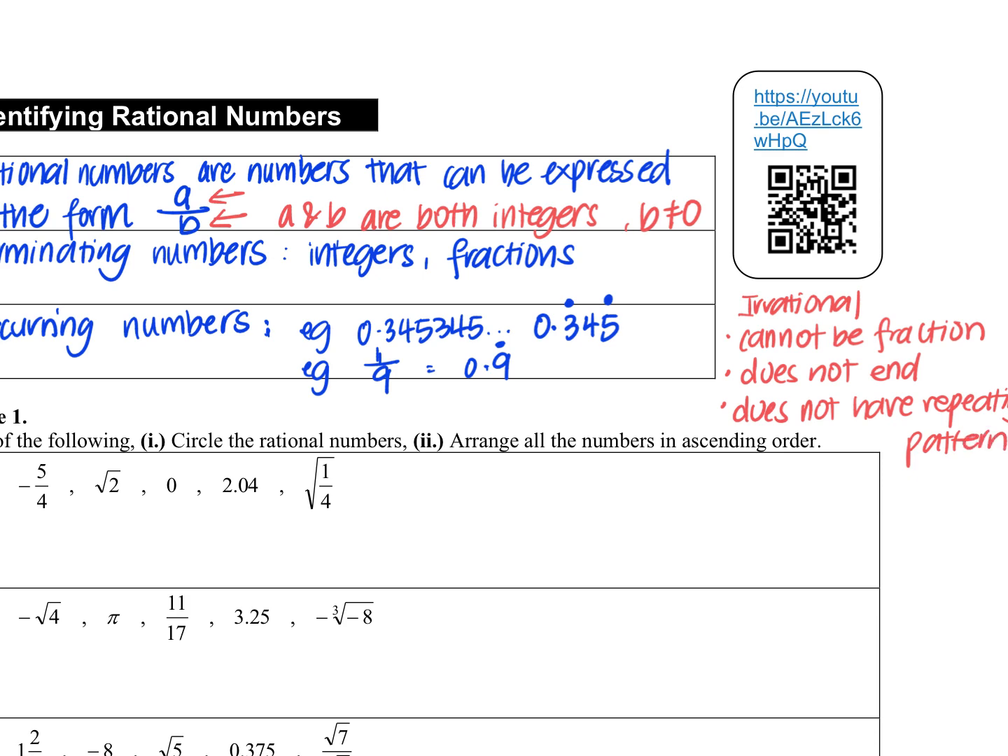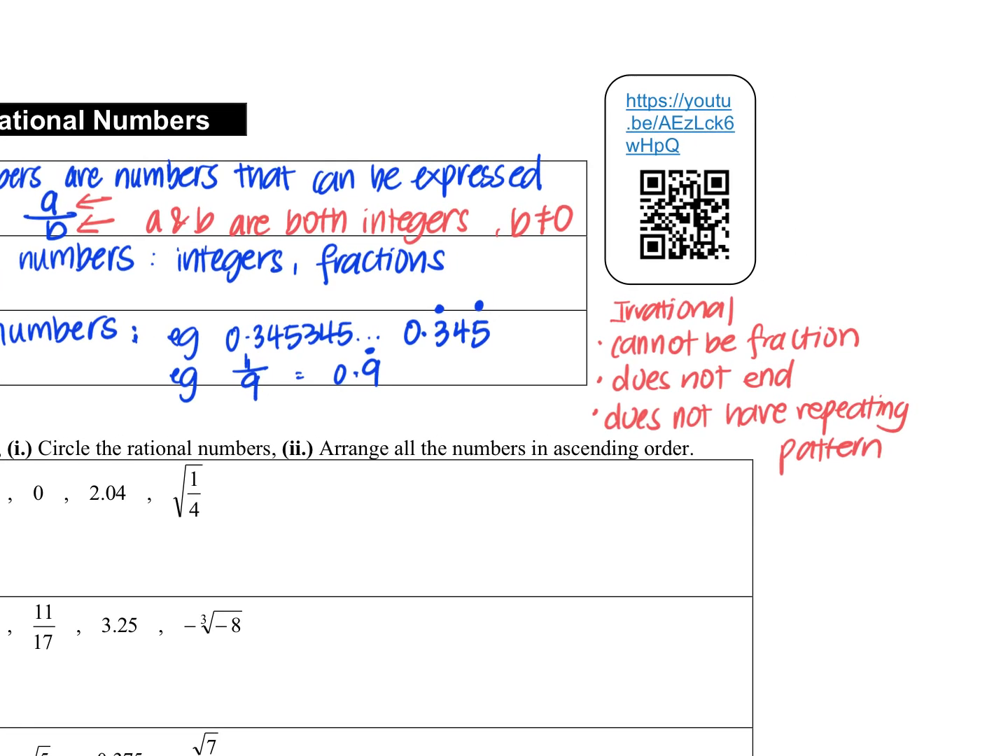Some common irrational numbers that you can observe are, number 1, pi, which is very common. The digits do not repeat at all, and the decimal does not end. Another example is the square root or cube root of prime numbers. For example, square root 5 is a number that doesn't end, cannot be written as a fraction, and has no repeating pattern. These are just some examples of irrational numbers.